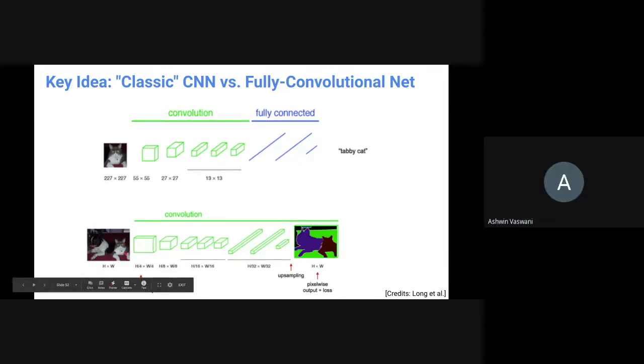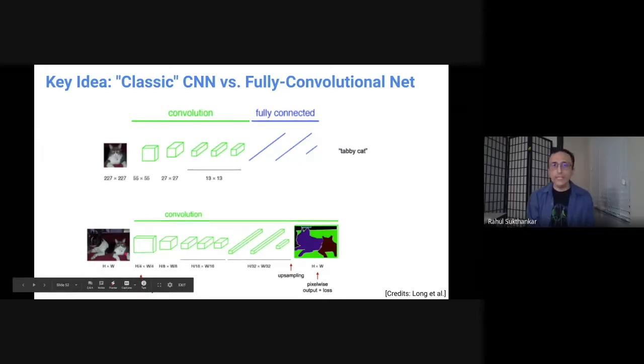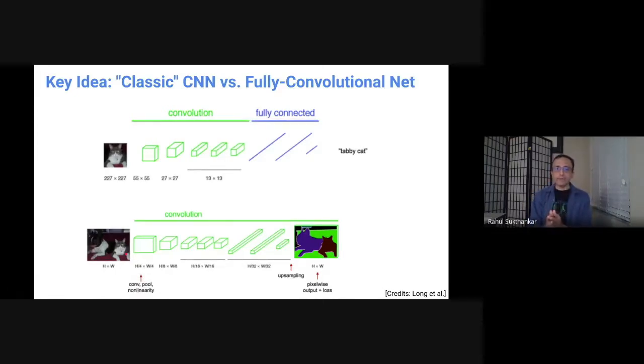Any size image, yes. Right, a fully connected one has the notion of a rigid input size, but a fully convolutional one has the same number of weights no matter what your image size. And so that's an interesting property.